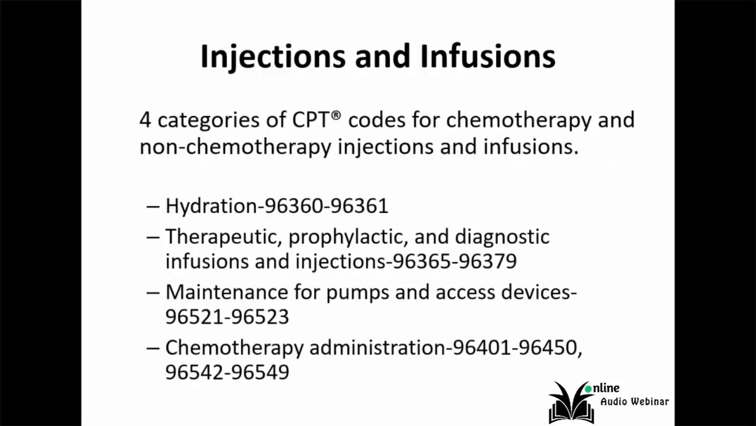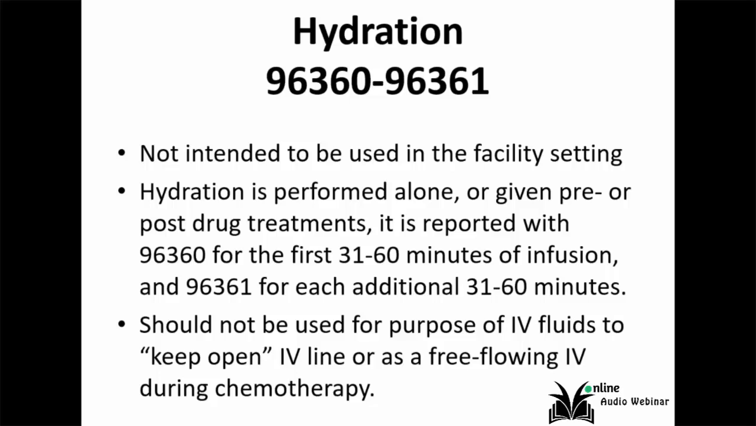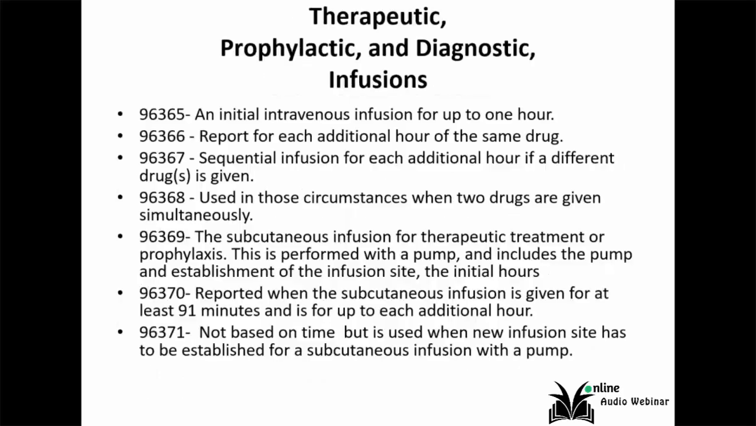So we have four categories of codes that we want to take a look at. The first being hydration. And then as we go through the other additional codes, there is the group of codes that is called therapeutic, prophylactic, and diagnostic infusions and injections, maintenance for the pumps or access devices, and then we have the chemotherapy codes. So the first thing we have is hydration. The next group of codes does a lot of different things.